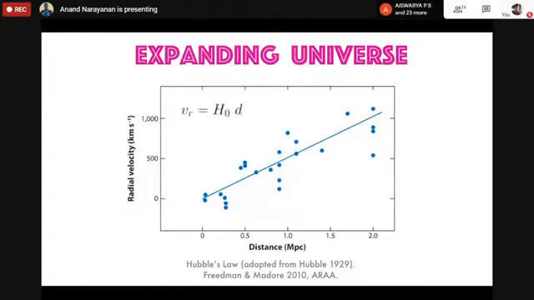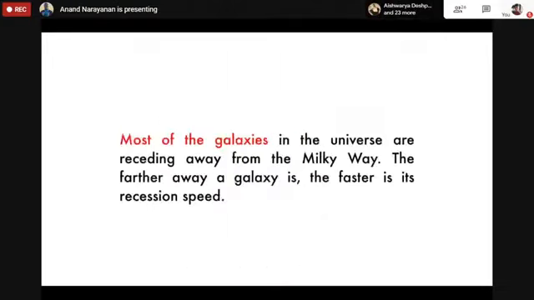So this led to this famous expression, which we now refer to as the Hubble redshift recession velocity relationship. Radial velocity is proportional to the distance of the galaxy from us. V is equal to the Hubble constant times the distance. Okay. You can establish what that constant is by fitting a regression line to this scatter plot. So the lesson that we learned from Hubble, Humason and subsequent observations is that most of the galaxies are receding away from the Milky Way. The farther away a galaxy, the faster is its recession speed.